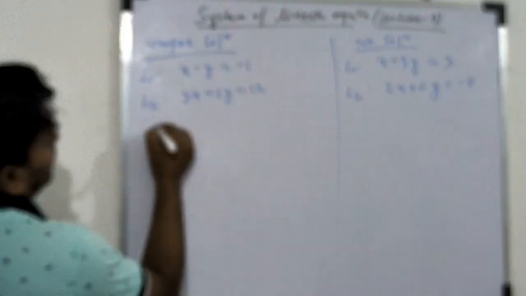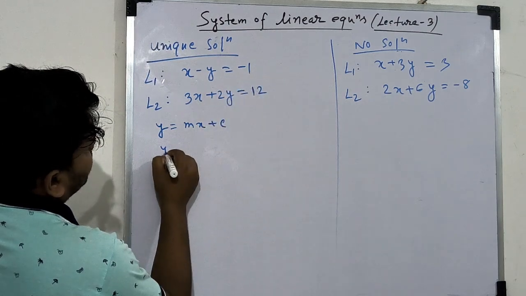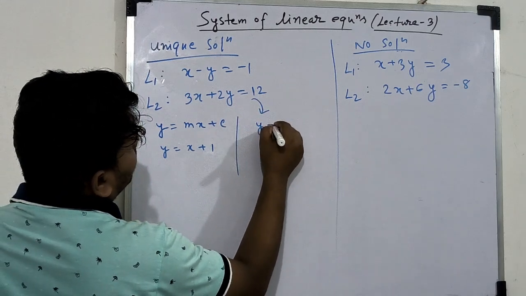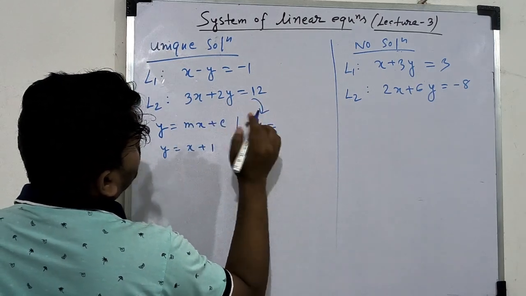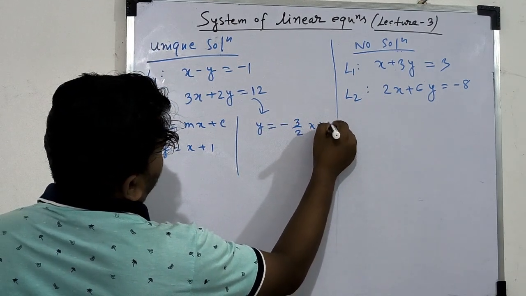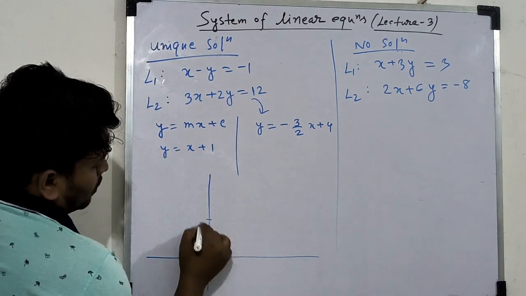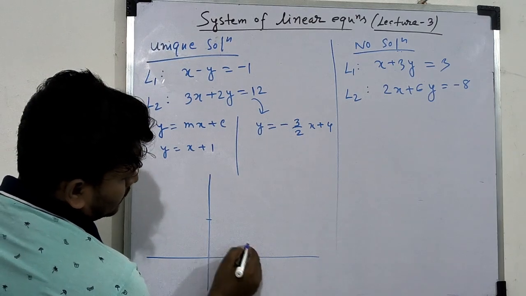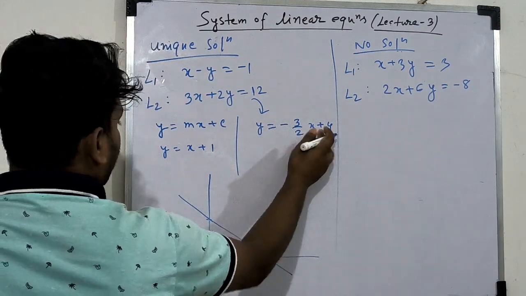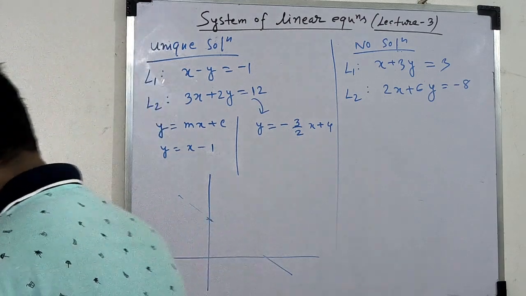So if you compare these two lines with y equal to mx plus c, from this equation we get y equal to x plus 1, and from the second equation we get y equal to (12 minus 3x) divided by 2, that is minus 3 by 2 x plus 4. If we draw these two lines, the first has slope 1, so a 45-degree angle, and y will be positive 1. The second will be negative. This was minus 1. Let us take another case.